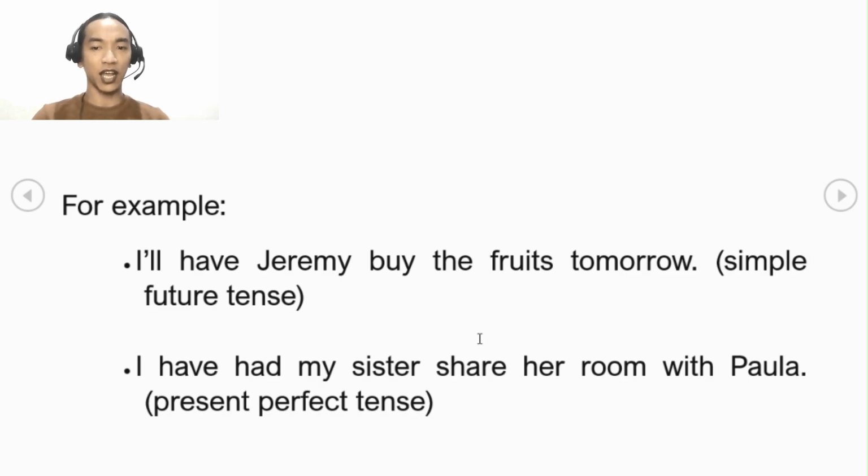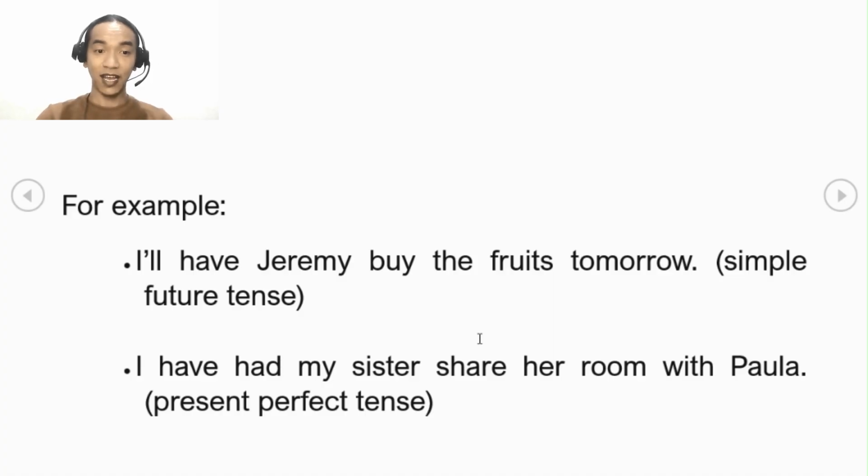I'll have Jeremy buy the fruits tomorrow. Okay, so this is just in the simple future tense. So it means you will permit Jeremy to buy the fruits tomorrow. Again, another one. I have had my sister share her room with Paula. So it means you give her, your sister, the permission to share the room with Paula. So this is in the present perfect tense.